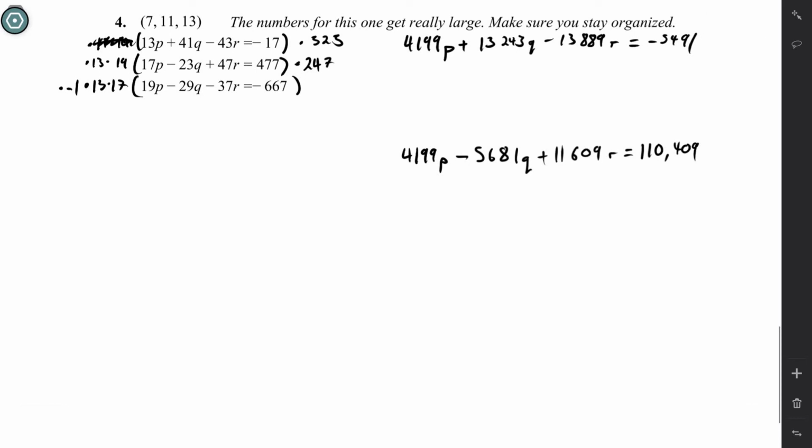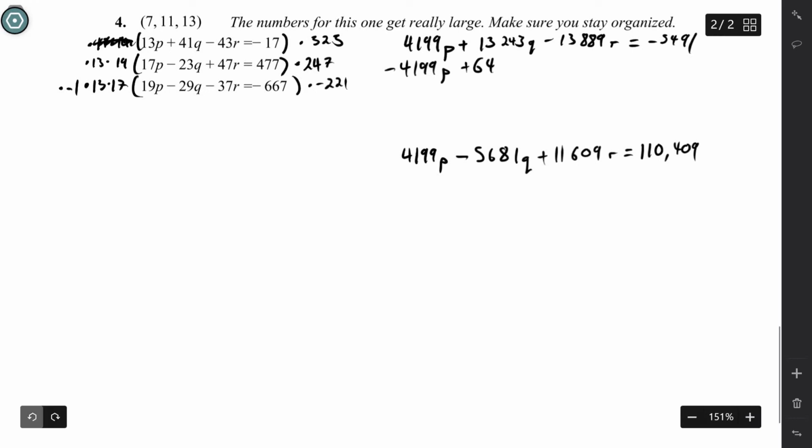For this next one, we're going to get negative 4,199p. Remember, it's going to be negative, so 13 times 17 is negative, well, times the negative 1, of course, would be negative 221. So negative 29 times negative 221 gives us positive 6,409. Write that in line with this next one, 6,409 Q.